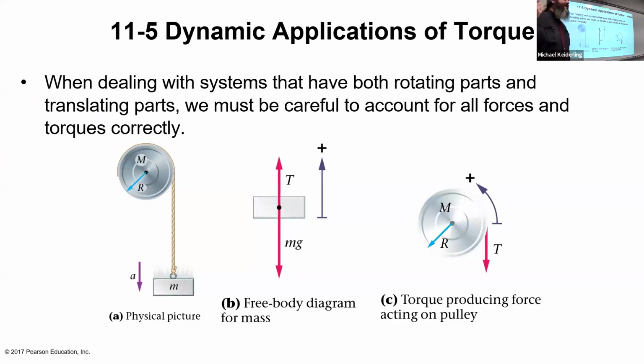So let's talk about more dynamic applications of torque. We talked about static applications of torque. Now let's move on to dynamic applications of torque. Here we get basically Newton's second law: the sum of all torque equals the moment of inertia times angular acceleration. When we deal with systems that have both rotating parts and translating parts, we have to be careful to take into account all forces and torques.